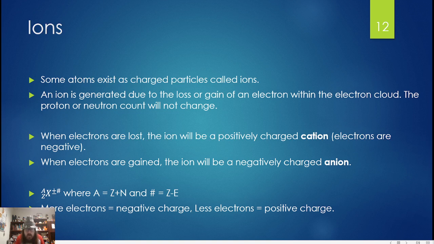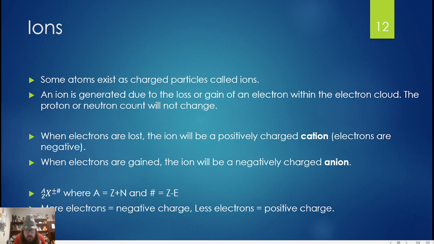When electrons are gained, we are gaining a negative charge, so our charge goes down and the atom becomes more negatively charged. We call this an anion. The anion, much like anode on the battery. Cathode, anode, cation, anion. Anion is negative, cation is positive.